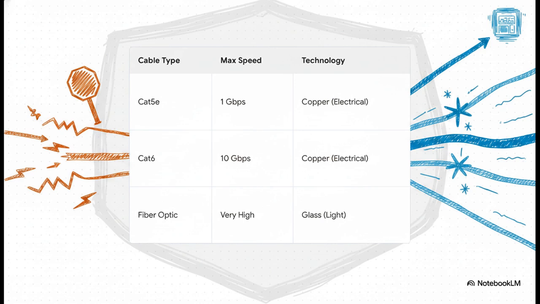Because it uses literal light instead of electrical signals, it's completely immune to electrical interference. Plus, it is insanely fast and can span massive, massive distances without the signal degrading. Bottom line, if you need serious speed and distance, you ditch the copper and go straight to fiber.